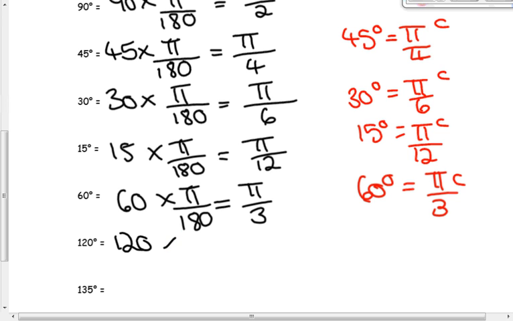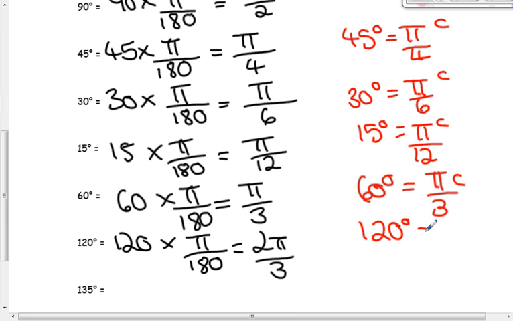120 degrees is 120 times pi over 180, which gives us 2 pi over 3. So that means that 120 degrees is equal to 2 pi over 3 radians.